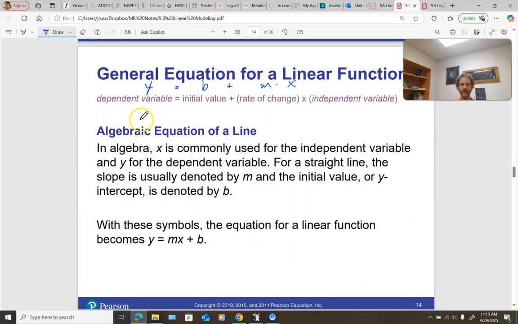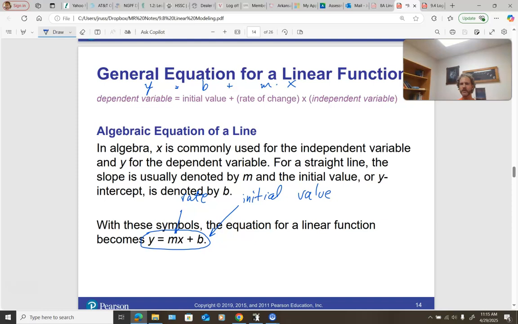Alright. So an algebraic equation for a line. Well, I've already given you that, basically. In these symbols, we can express that equation like this, okay, where m represents the rate of change. I'm going to write this in here. And I'll just put rate. And b represents the initial value. Okay. And of course, x represents your independent variable, whatever that is, and y represents your dependent variable, or typically your final value. Okay.